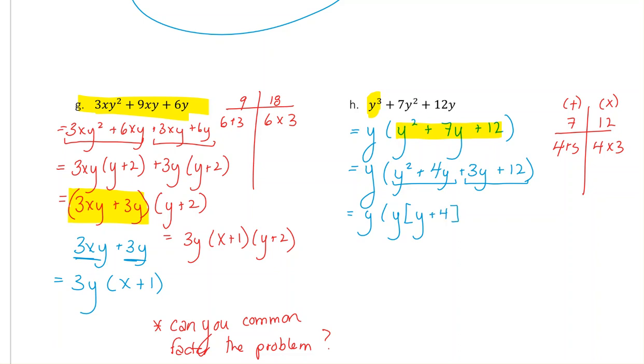Second terms, these two right here, 3y and 12, what's common? That would be 3. That leaves us with y plus 4. Now, same thing. Carry that down. What do we have in our brackets that's the same? Y plus 4. What do we have left over? We have y plus 3. And there you factored that problem.